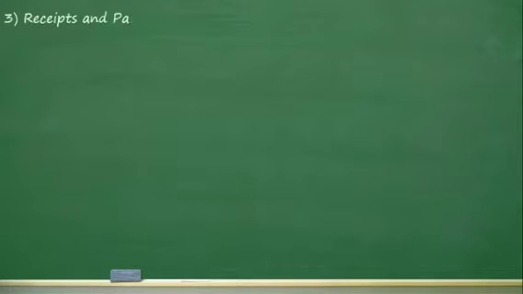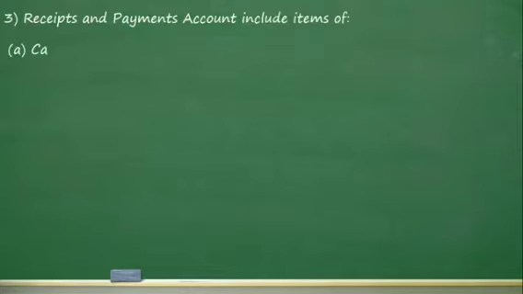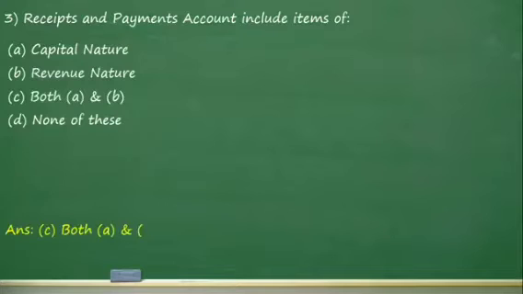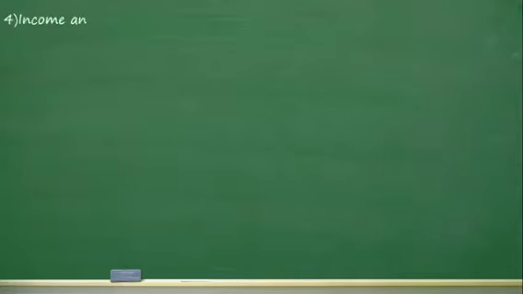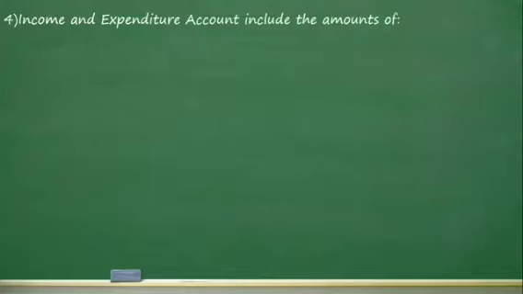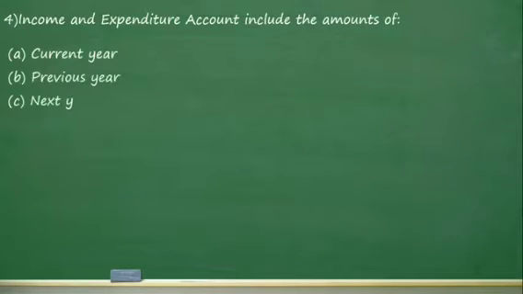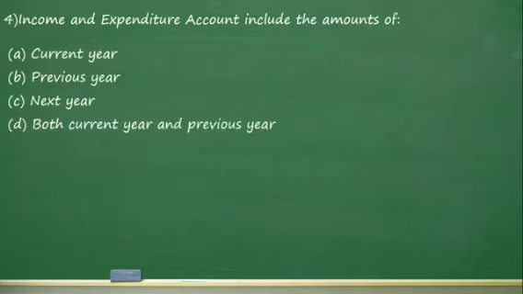Receipt and payment account include items of capital nature, revenue nature, both. So the answer is both capital as well as revenue nature. The fourth expected question: income and expenditure account include the amount of current year, previous year, next year, both current year and previous year. The correct answer is current year.